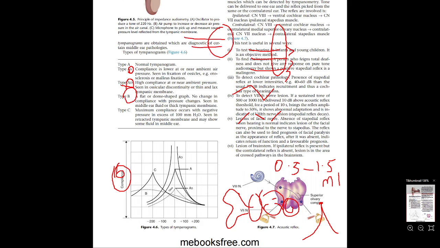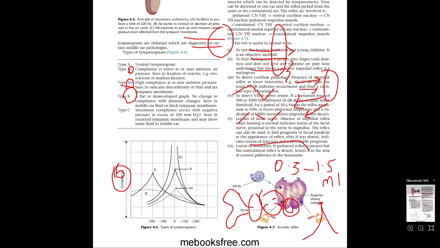In type B, there is a flat curve like this because there are no pressure changes. Okay, there should be some fluid. The sound waves are not returning back to the microphone. When the sound waves touch the tympanic membrane, they are reflected. In which cases will they not reflect? In cases when there is fluid in the middle ear, or there is a perforation of the tympanic membrane, so the sounds are not returning back simply.